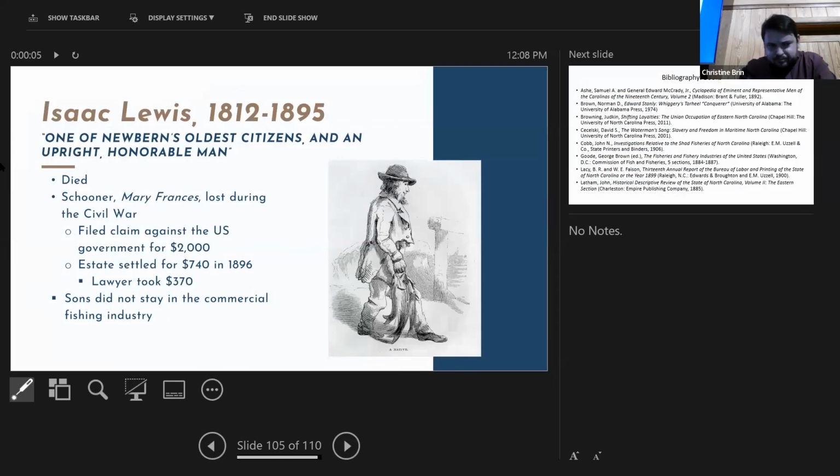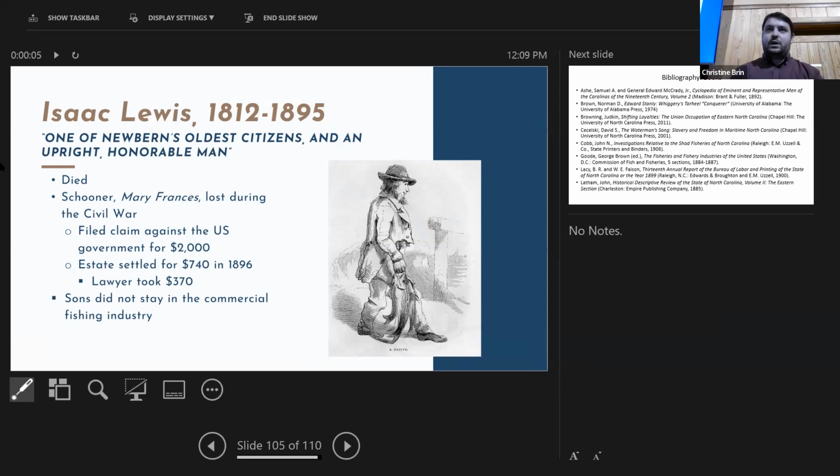And so I wanted to conclude this again with Isaac Lewis, because this is the world that he lived in. He died in 1895. And so he would have been there at the very beginning of the commercial fishing industry on the Neuse, and he would have seen the American shad fishery come to its peak. And maybe fortunately he died before he saw the collapse of that fishery.